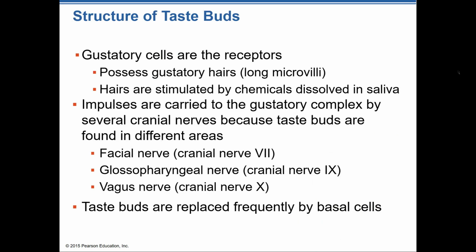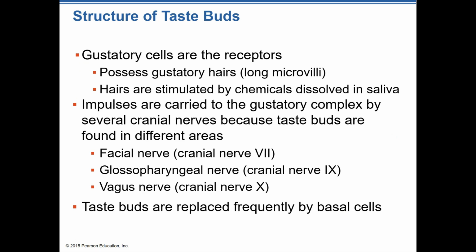Right? And these long gustatory hairs in the papillae or in the taste buds themselves are going to be what are stimulated by the chemicals. Since they are down in those crevices, we're going to think about these chemicals being dissolved in saliva, which is why when you have a very dry mouth, you don't taste things as much, like after you eat a lot of bread or crackers.